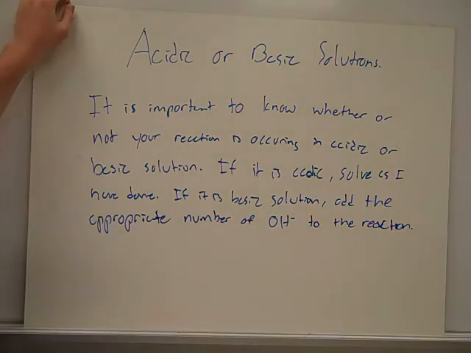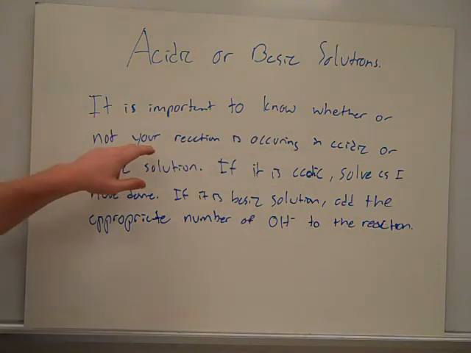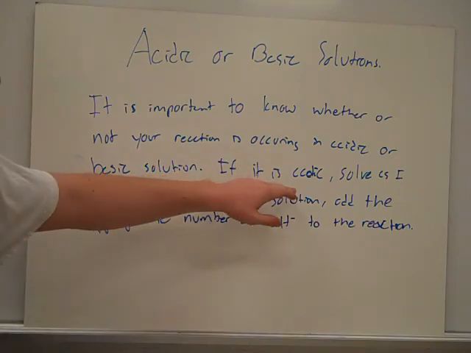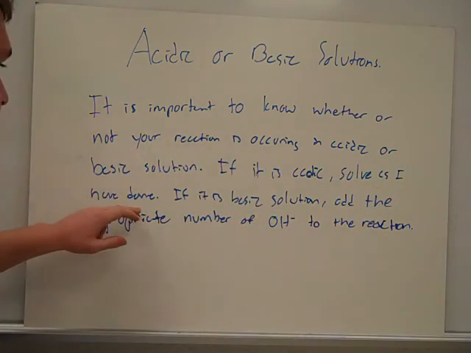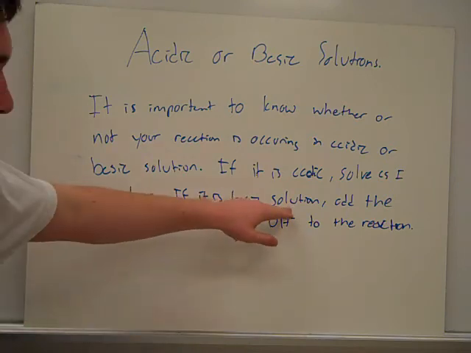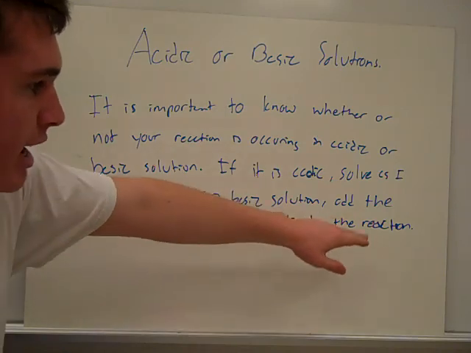The last thing is to make sure you know if it's in an acidic or basic solution. It is important to know whether or not your reaction is occurring in an acidic or basic solution. If it is acidic, solve the reaction as I have done, leaving it the way it is. If it is basic solution, add the appropriate number of OH- ions to the reaction.